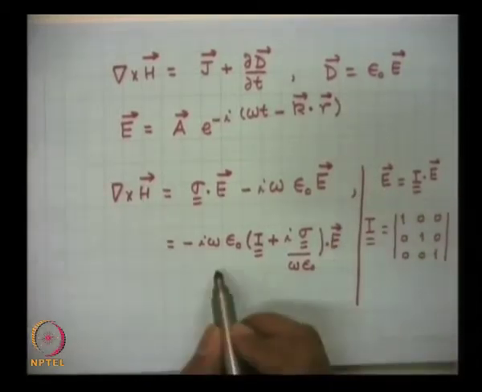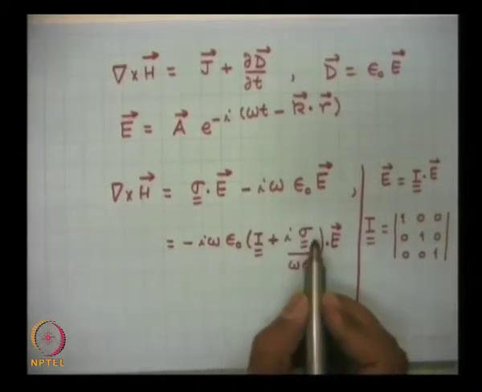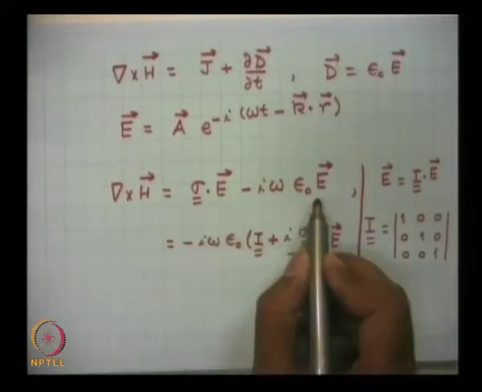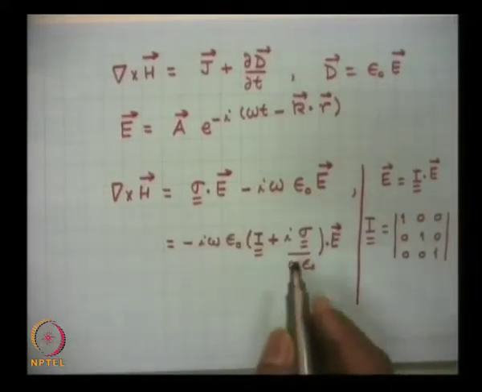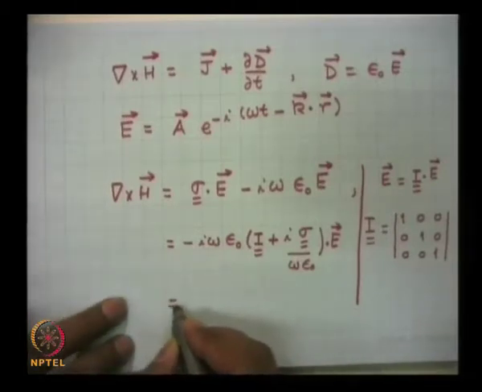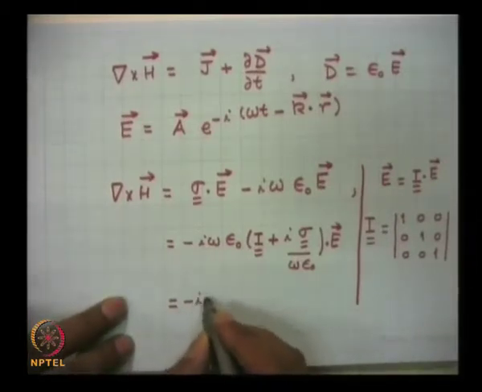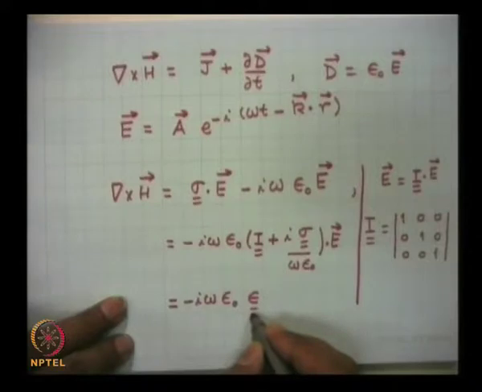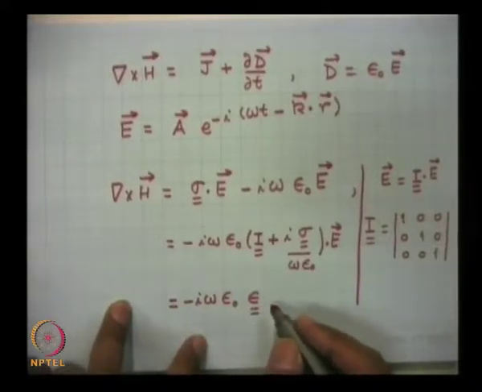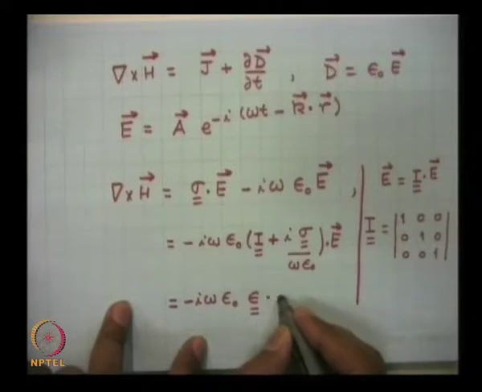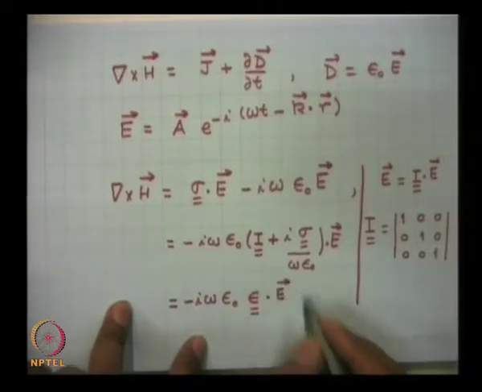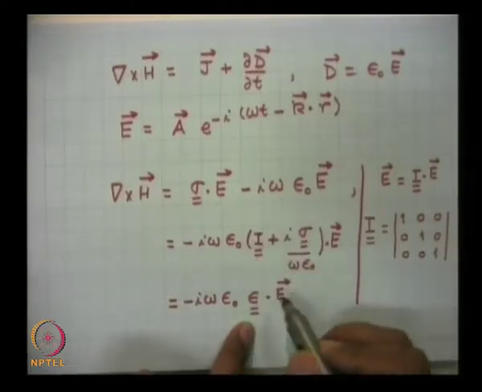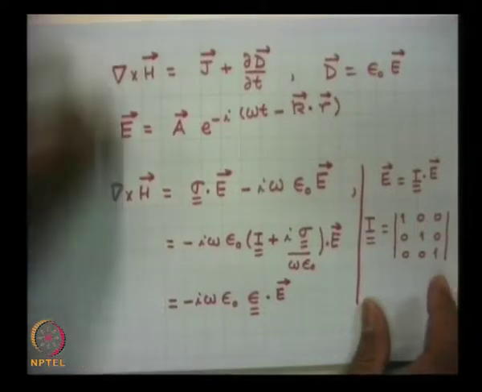This is a nice equation because I can combine the conduction term, the current density conduction part, and the displacement part together, and this becomes a tensor, like i omega epsilon 0. I can call this combination of these two terms the effective relative permittivity tensor of the plasma. It is related to conductivity through this relation, and let me write this.